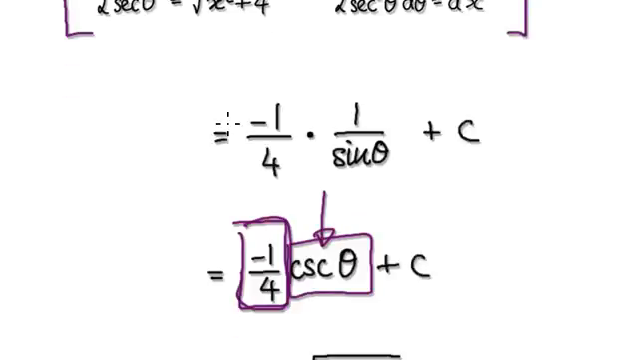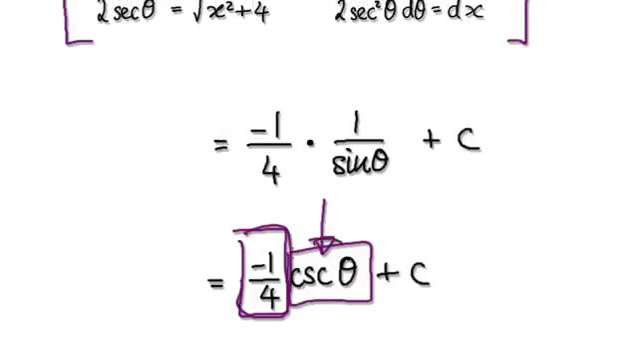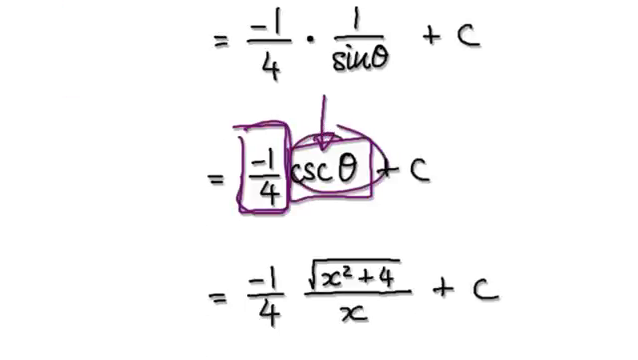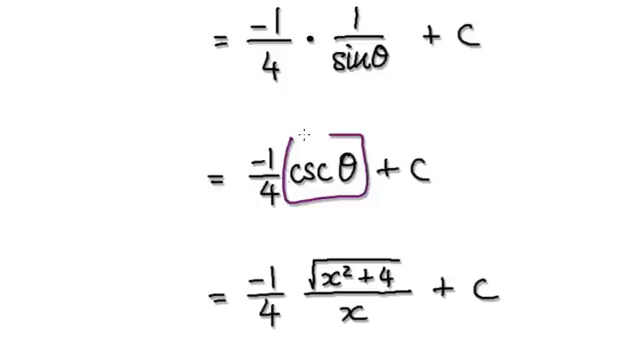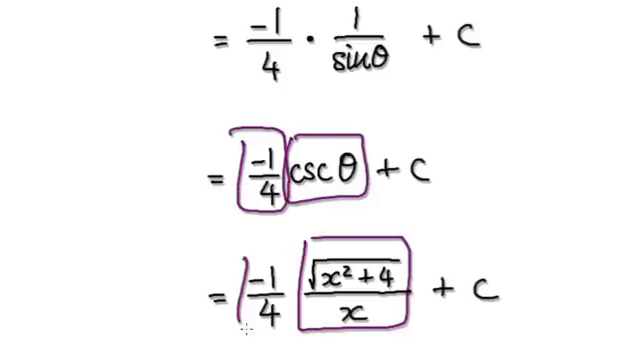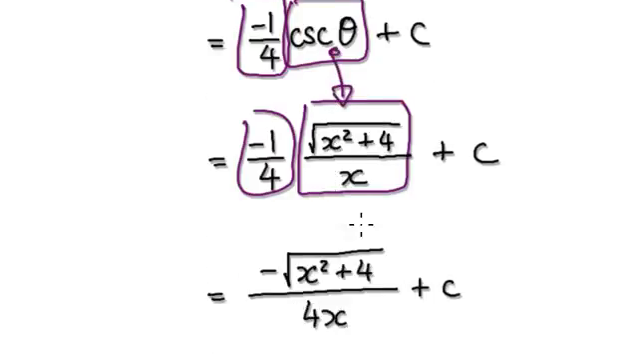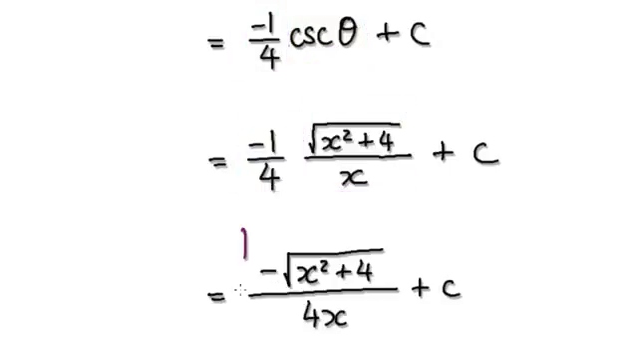So going back down here, cosecant would be the hypotenuse divided by the opposite. So this block here is exactly the same as this block here. So this is this bit here. So now everything is in terms of x. So this here is your final answer. Okay.